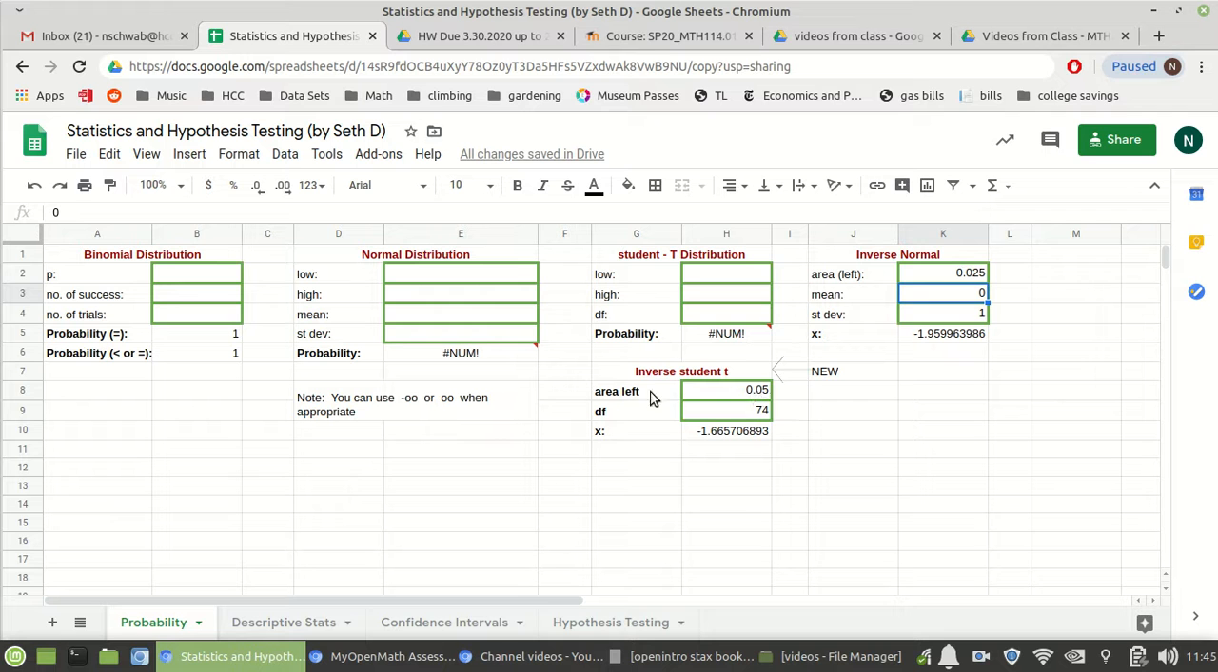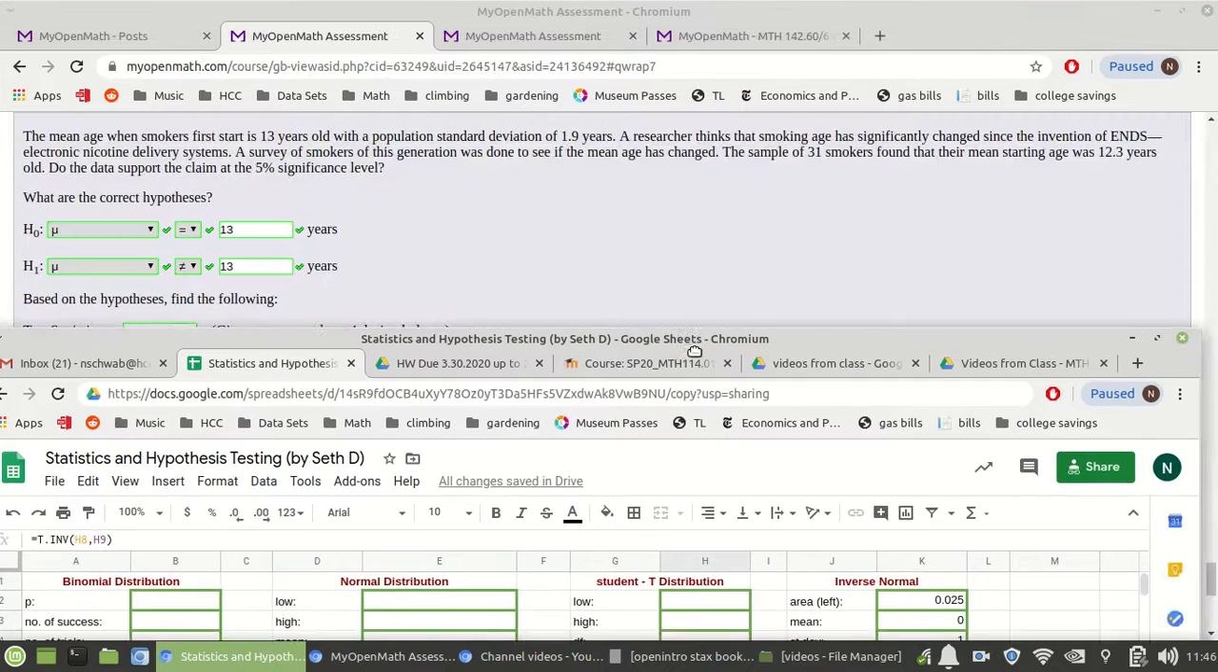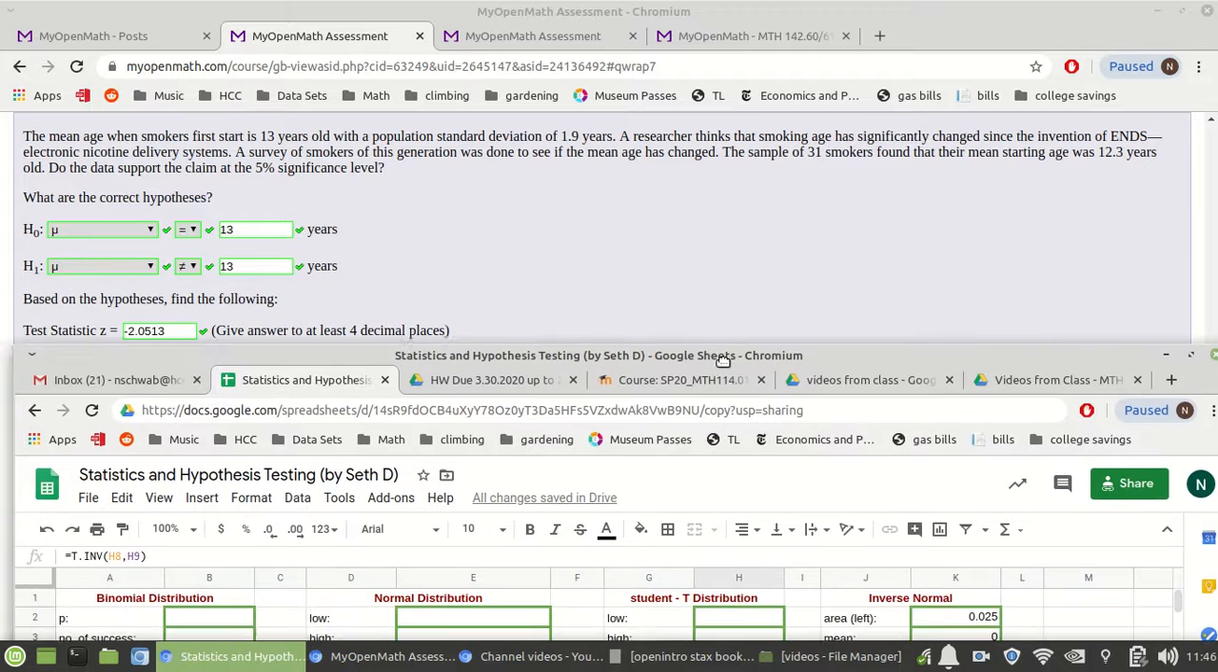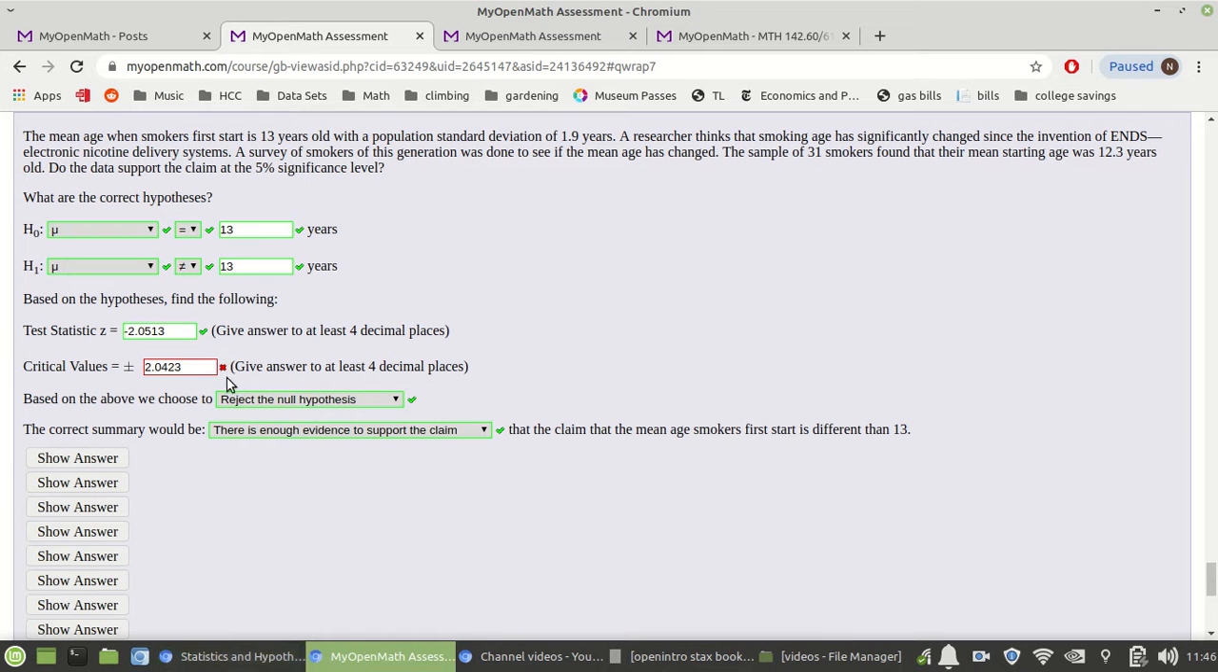If we do the same thing with the inverse student t, the area to the left, 2.5%, right? And our degrees of freedom is 30 because it's one less than the sample size. We do get a different value than the one you were supposing here. So it's not you, it's the problem. The problem wants us to use a normal distribution, and maybe a student t distribution would make more sense in this case, I think, because it gives us a more accurate probability.